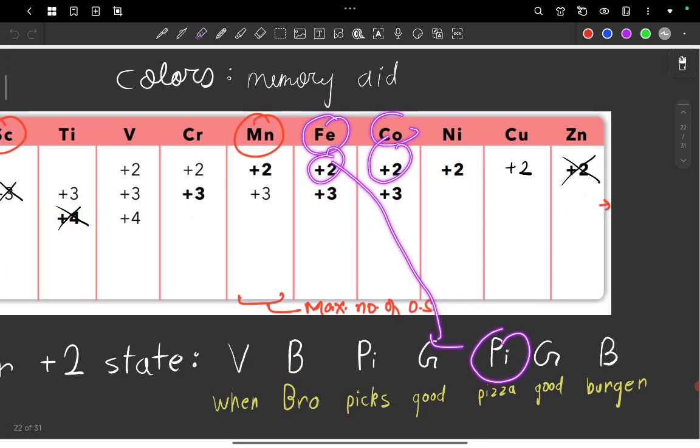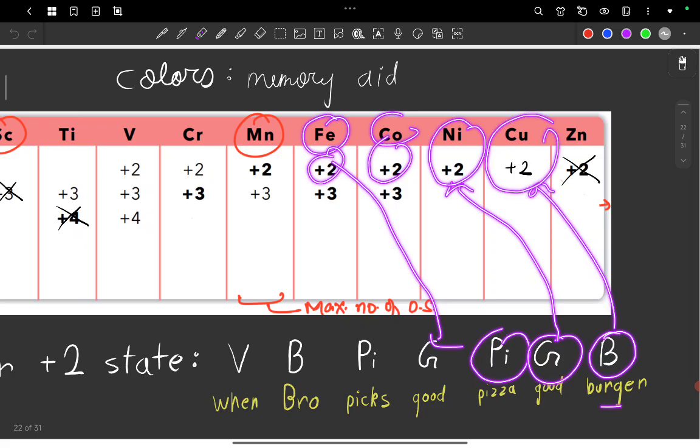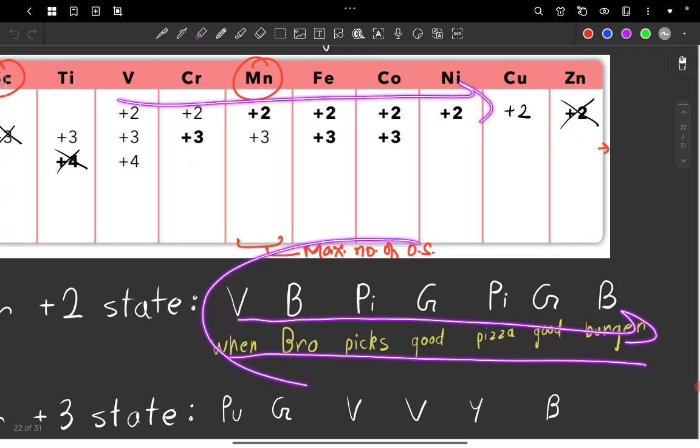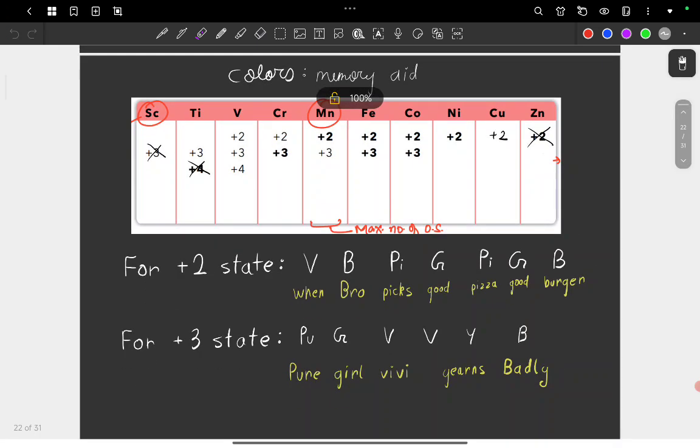Pi again for Co2+. G, which means Ni2+ is green. And B, which means Cu2+ is blue. So when bro picks good pizza, good burger, you have to remember this order and this order. And this is just easy to remember now.